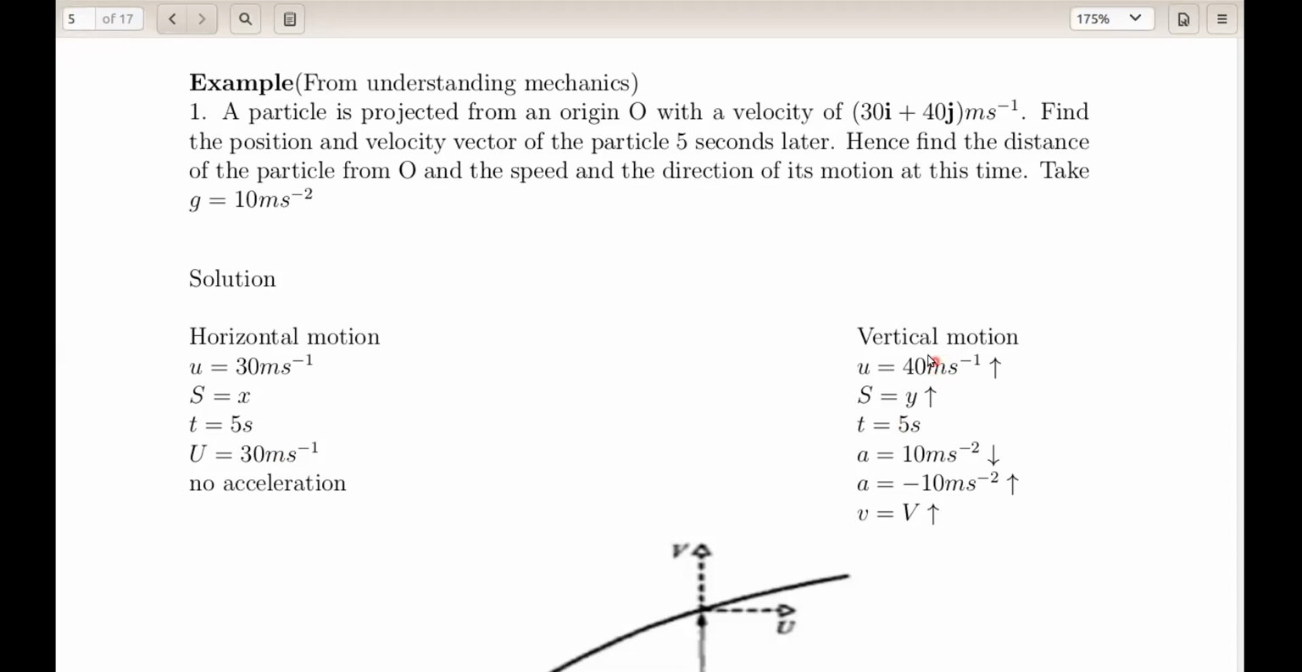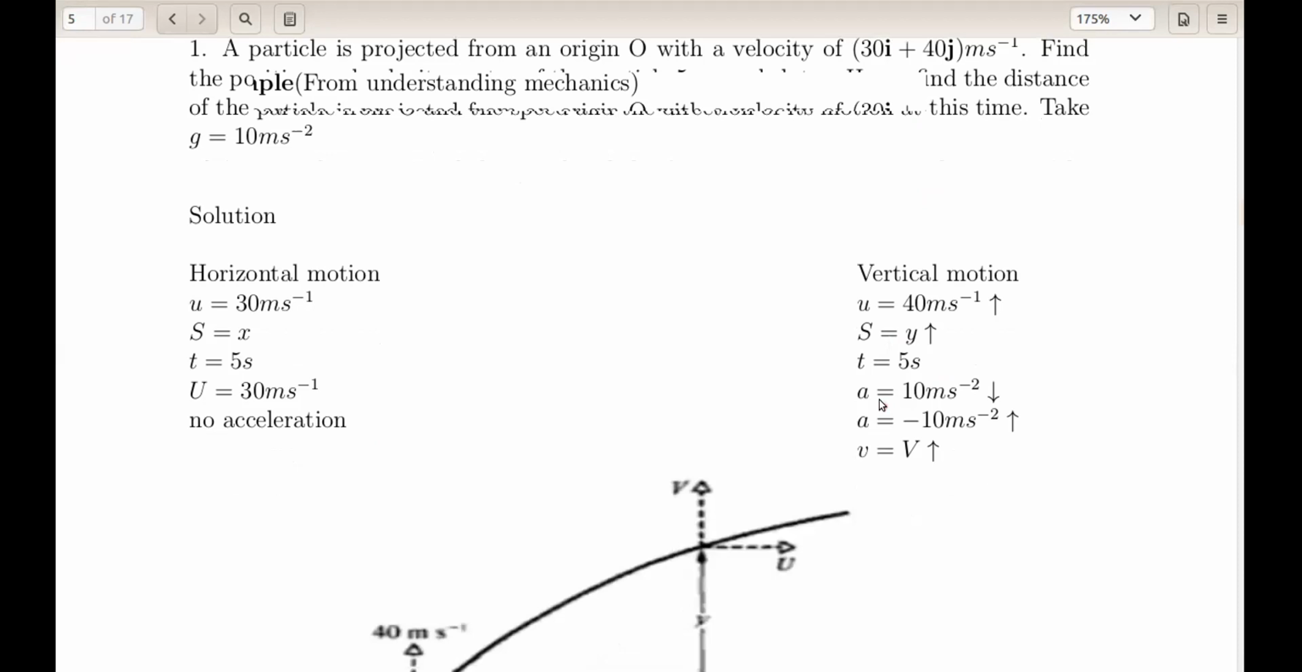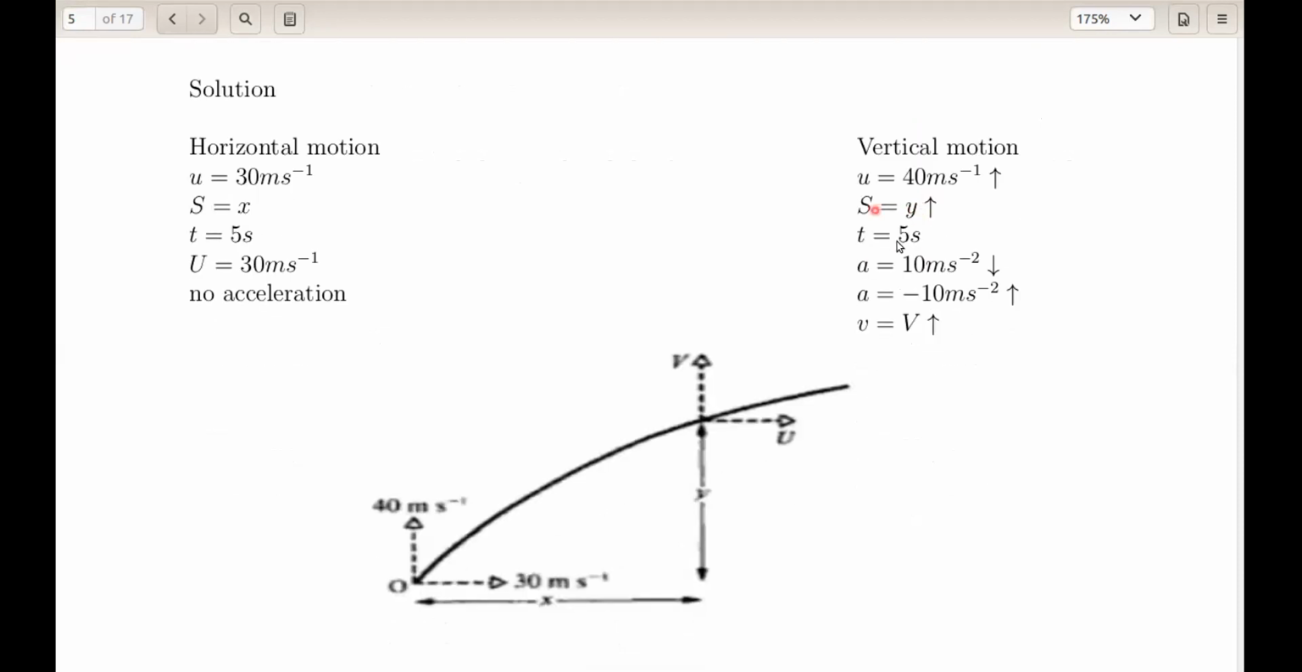It is vertically where the velocity changes. So for vertical motion, initial velocity is 40. The arrow shows that I'm dealing with the vertical motion. Vertical displacement, I call it y. Time is 5 seconds. Acceleration would be 10 meters per second squared if the body was projected downwards. But since we are dealing with acceleration due to gravity and the body is projected upwards, the acceleration becomes negative 10 meters per second squared. So this explains the acceleration due to gravity. The vertical velocity is not going to be the same at this point, but horizontal velocity is the same, while the vertical is going to be different.